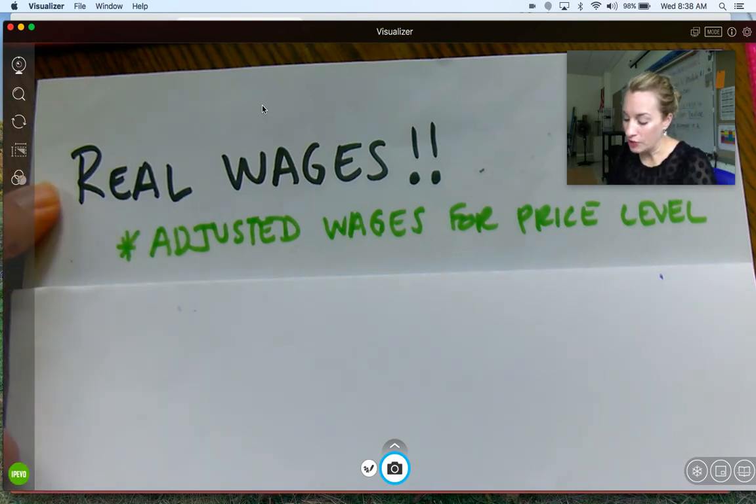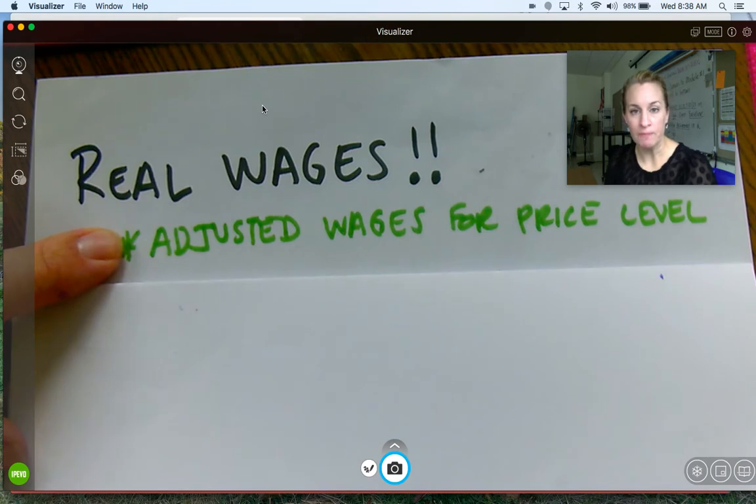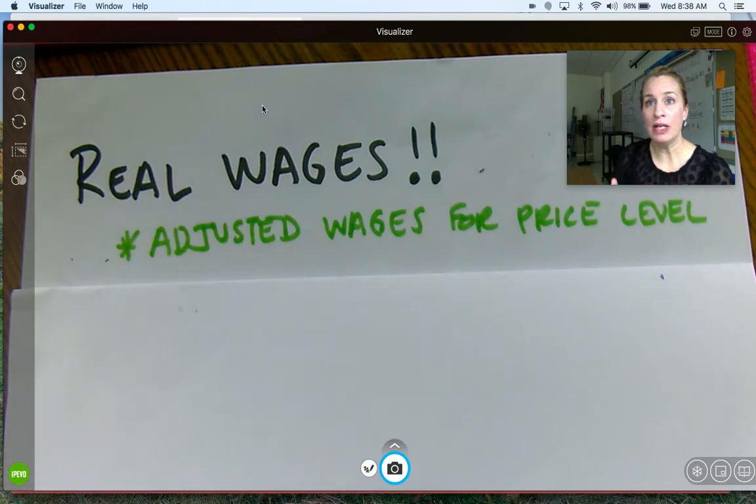So real wages have been adjusted for price level. You might see people say real wages are adjusted for inflation, and that's not wrong. It's just, I think, a little misleading at times because that only implies that prices are going up as opposed to prices going down too. So prices can inflate, they can deflate. And I think if you just say price level, you're encompassing all of those things.